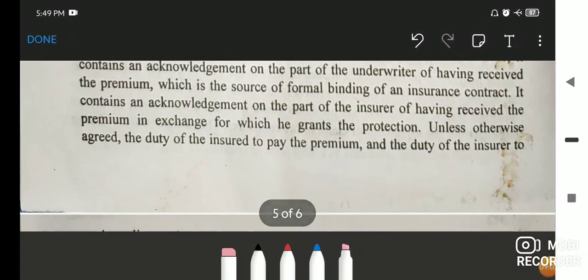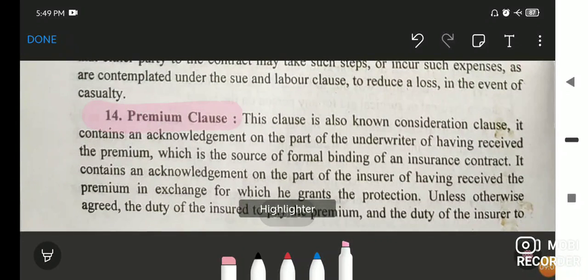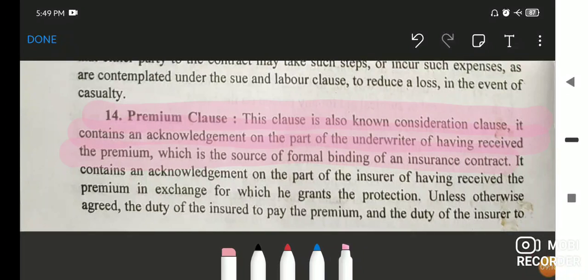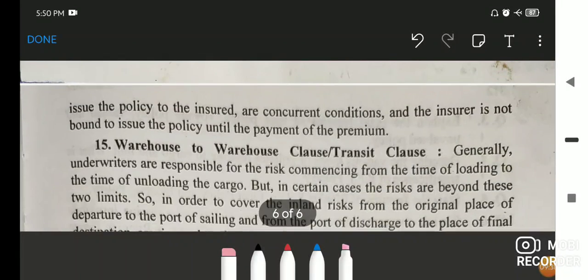Next is the premium clause. This clause is also known as consideration clause. It contains an acknowledgement on the part of the underwriter of having received the premium, which is the source of formal binding of an insurance contract. Now premium clause means that the insurer has already received the premium from the insured, and since the date or time the insurance company has received the premium, the risk commences, and if there is any loss arising thereafter, the insurance company is going to pay the claim or compensation to the insured.